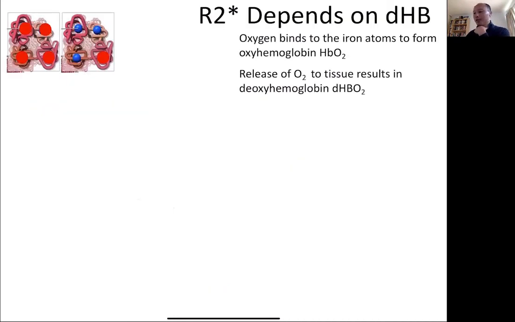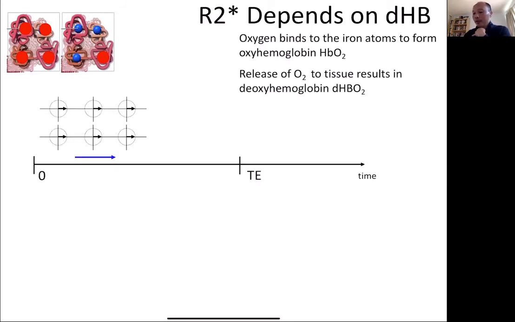So let's talk a little bit about what changes R2 star. R2 star depends on deoxyhemoglobin. When hemoglobin molecules go into the lungs, they bind to oxygen, shown here in red, and essentially they carry oxygen into your brain. Then when they go to the brain, the oxygen offloads from the hemoglobin molecules. What this exposes is the iron at the core, and that iron acts to perturb the magnetic field around it. So the more oxygen that's offloaded, the more iron is going to be exposed, and the more inhomogeneity there's going to be, and therefore more dephasing.